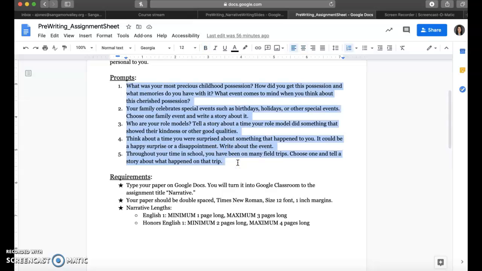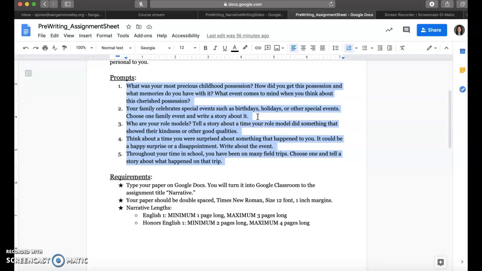Prompt 1, what was your most precious childhood possession, and how did you get this possession, and what memories do you have with it? What event comes to mind when you think about this cherished possession? So maybe look more closely at the event. Prompt 2, your family celebrates special events such as birthdays, holidays, or other special events. Choose one event and write a story about it.